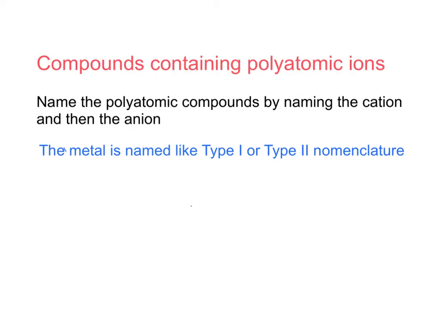Now when we name compounds containing polyatomic ions, keep in mind we're going to be consistent with what we did in type 1 and type 2. We're going to take the cation, which is always going to be a metal, and we're going to name that compound based upon what type it is, a type 1 or type 2. In other words, is it fixed or is it variable? So just so we understand, the metal right here is your cation. Just review: name the cation, then name the anion, then you've named the compound.